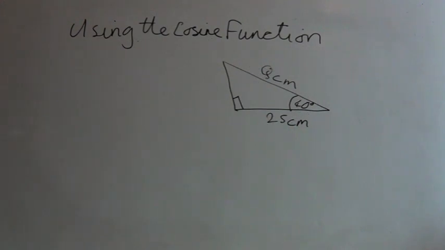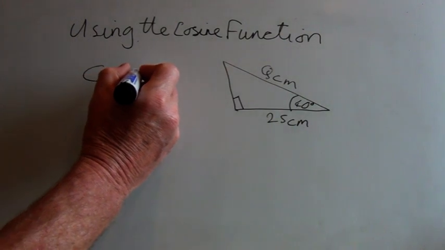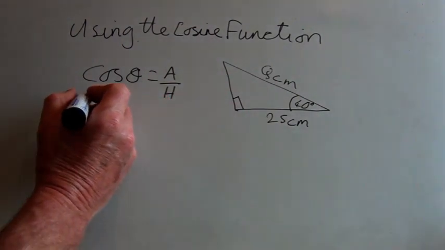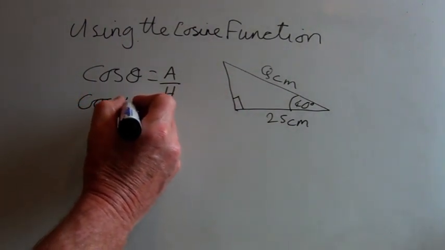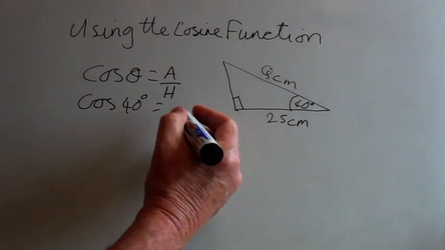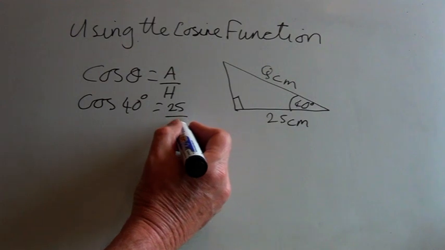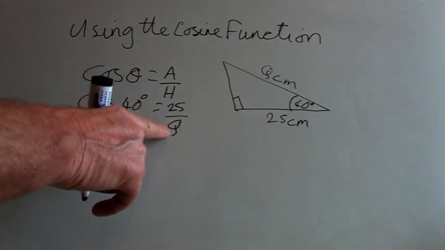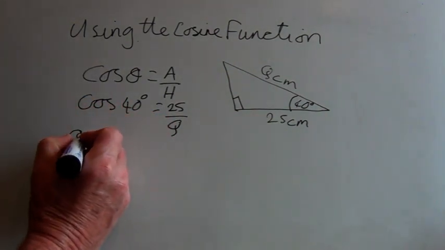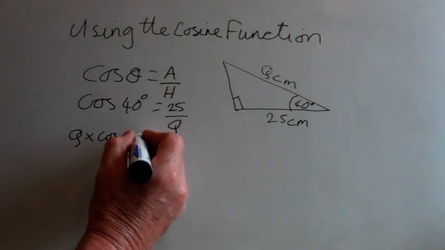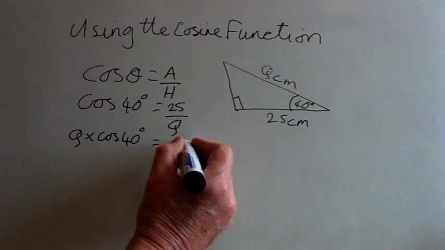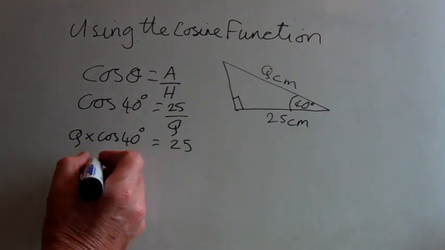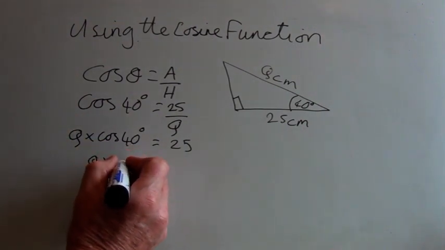Okay, so for this we know that cos theta equals adjacent over hypotenuse. So the cos of 40 degrees equals adjacent, which is 25, divided by q, which is the hypotenuse. So now to get rid of the fraction here, we multiply through by q. So we end up with q times the cos of 40 degrees equals 25. And we'll calculate the cos of 40 degrees.